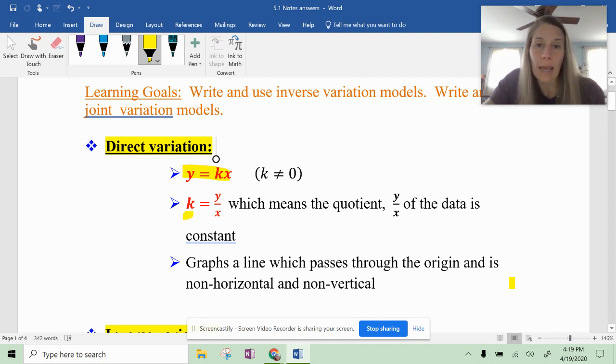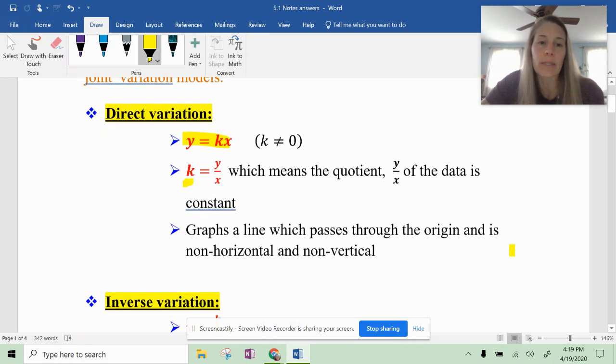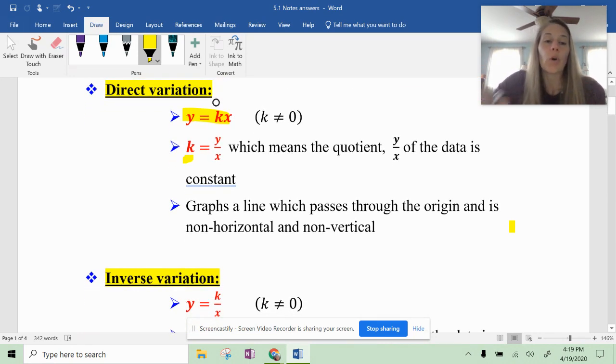So we use the letter k for it. I think the textbook we have now uses the variable a, so you'll see different variables used to represent that constant. Basically, the equation is y equals k times x, which is really the same thing as y equals mx plus b, but the b is 0. We refer to the slope as this letter k because it's called a constant, and the equation for that is just y over x.